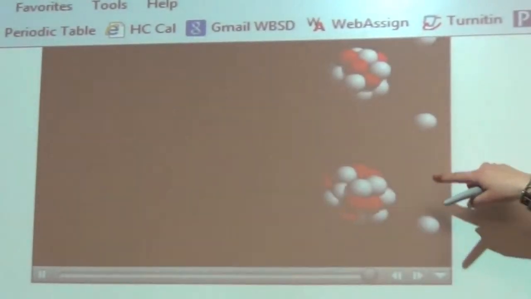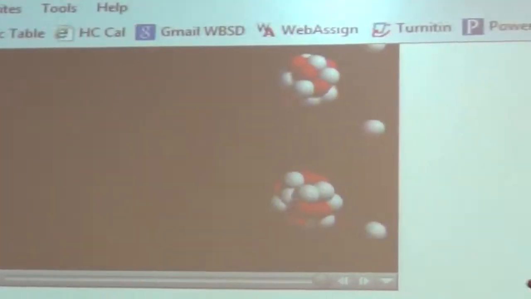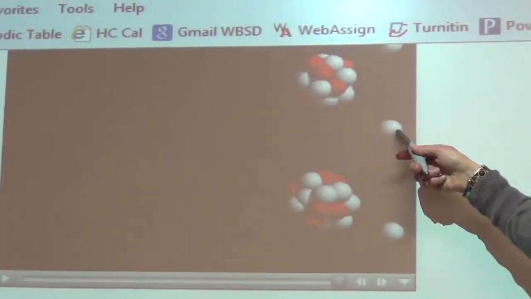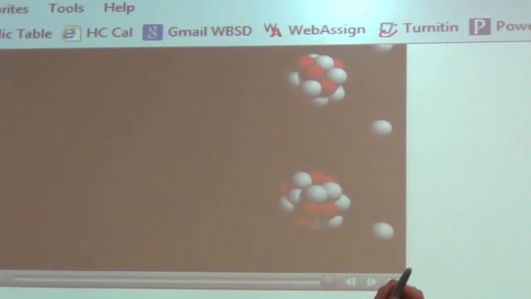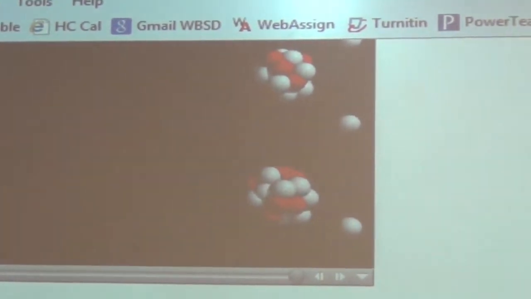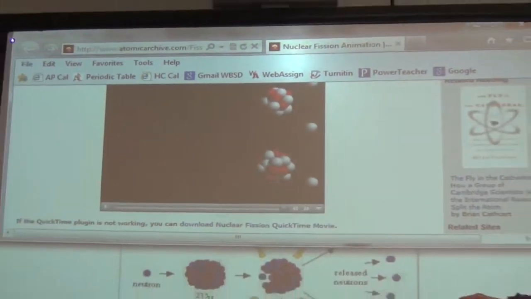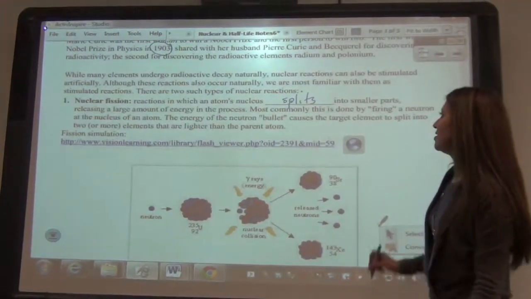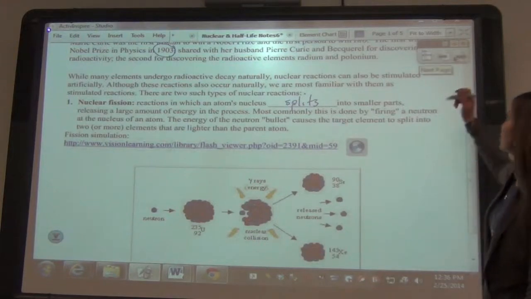The problem is that in addition to that fragmenting off, what else is being given off here? What are these right here representing? Those are the neutrons that end up coming off. And so in fission, it's breaking apart, and those two are breaking apart from each other. So let's come back here, and then we have fusion.